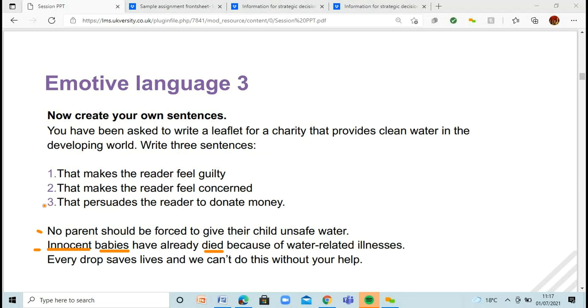And then another sentence that persuades you to give money, to donate some money every month, is: every drop saves lives, and we can't do this without your help. So this will be a persuasion sentence saying, come on, give us money because we can't do this without you, and every single drop of water will help someone.